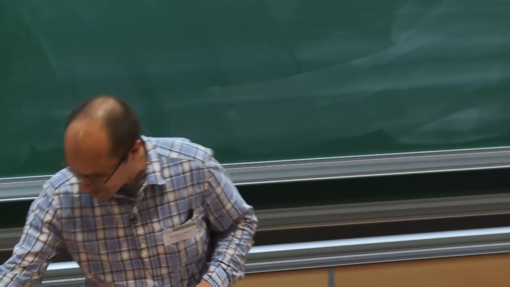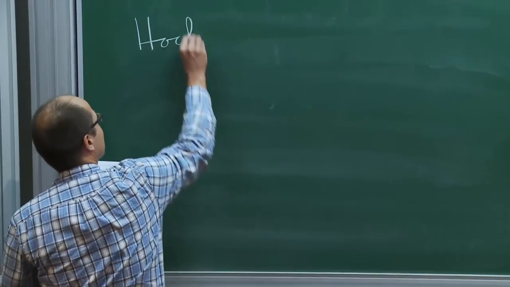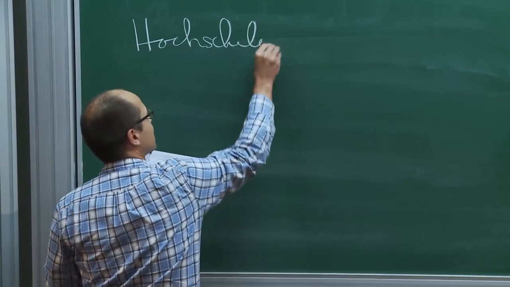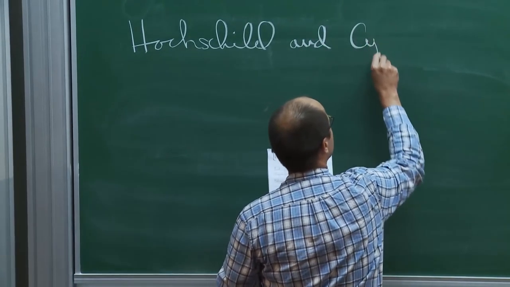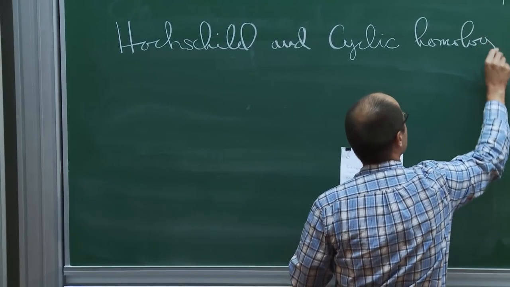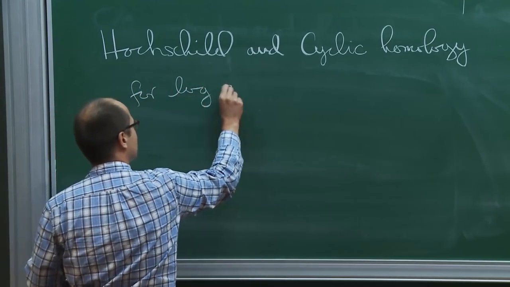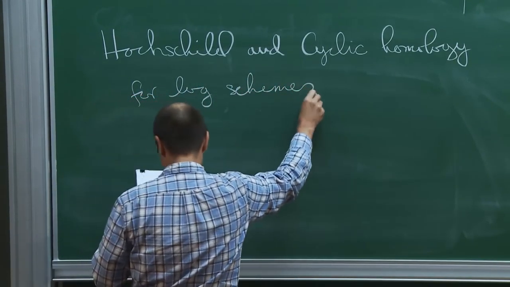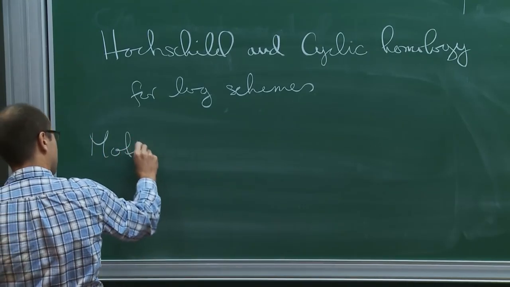I want to talk about log geometry, which of course is a subject that Gaber has had a tremendous influence on. In particular, I want to talk about how to think about Hochschild and cyclic homology for log schemes. That's my title. So let me give a little background.